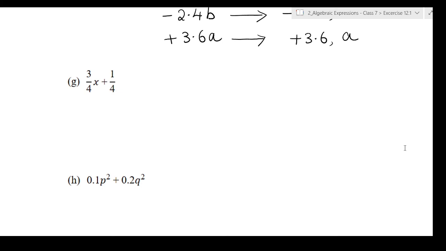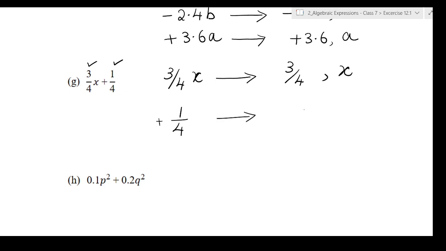The previous problem was in the form of decimals. This problem they've given in the form of fractions. So how many terms are there? Two terms. The first term is 3 by 4 x. The second term is 1 by 4. So for 3 by 4 x, the factors are 3 by 4 and x. 1 by 4 is a constant. You have only one variable here. So 1 by 4, that itself is the factor.